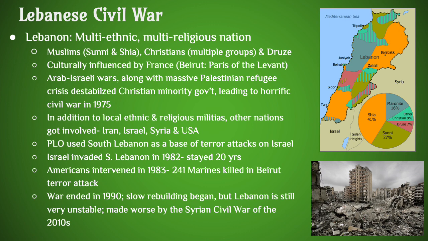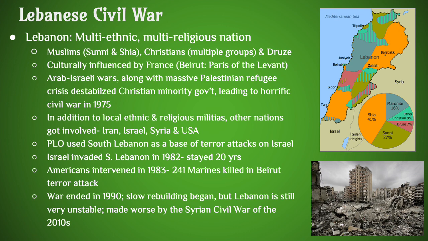Iran gets involved to advocate for the Shia. Israel is involved because of the fact that the PLO was using southern Lebanon as a base for terror attacks. Syria was very interested in what was happening in Lebanon, and the Americans have to get involved in everything. Because of the PLO, Israel invaded southern Lebanon in '82 and stayed right into the 21st century.